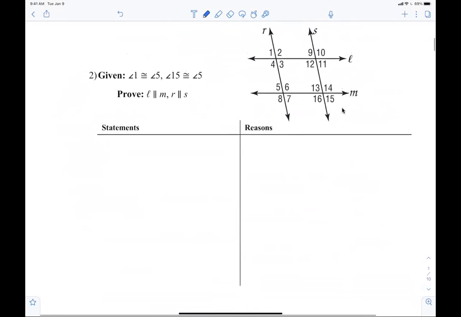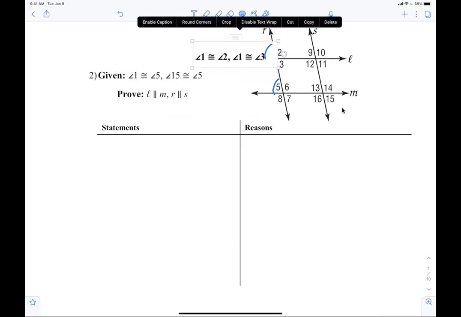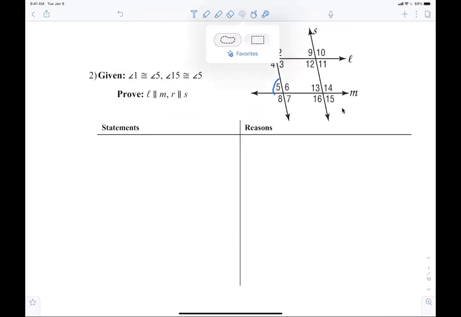Okay, now again, number 2, some of you guys were asking me questions, and it's kind of like just doing 2 proofs. So angle 1 is congruent to angle 5. Right off the bat, we'll just come down here. Angle 1 is congruent to angle 5.